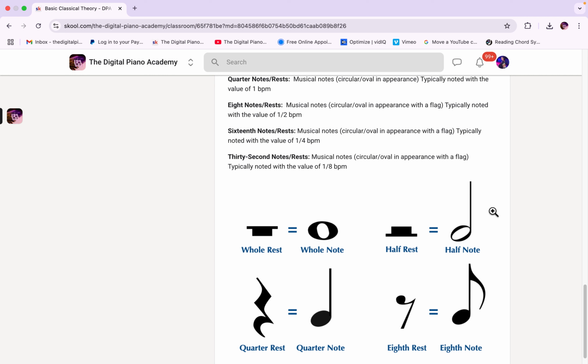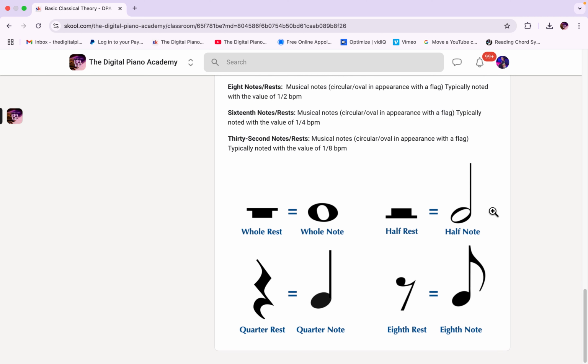16th notes and 16th note rests also have a flag, 2 flags here, typically notated with 1/4 of a beat per measure. And then we have 32nd notes, which also have 3 flags, and they're notated with a value of 1/8.